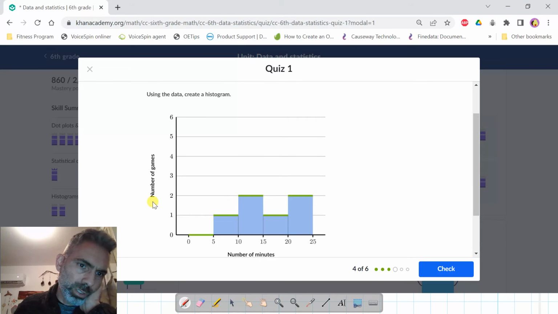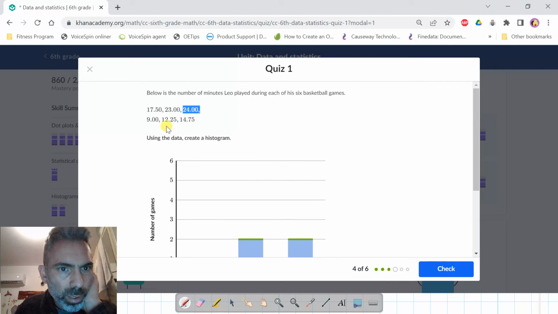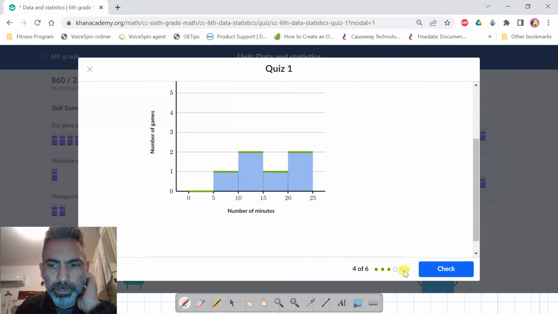So how many matches in total do we have represented in the histogram? 1 plus 2 is 3, plus 1 is 4, plus 2 is 6. How many matches do we have here? 1, 2, 3, 4, 5, 6. Okay.